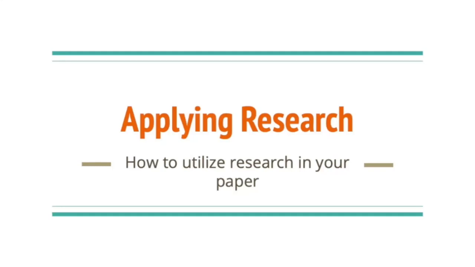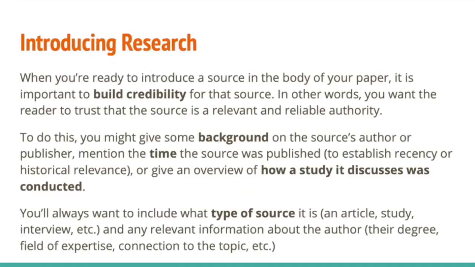Including information from outside sources in your research paper is essential to the writing process, but in order to have your reader believe what you're saying and be ready to trust the information that you're presenting, you need to build credibility for the sources you provide. So when you are presenting this information for your citation, you might want to give background on who wrote it or published it, when it was first published.